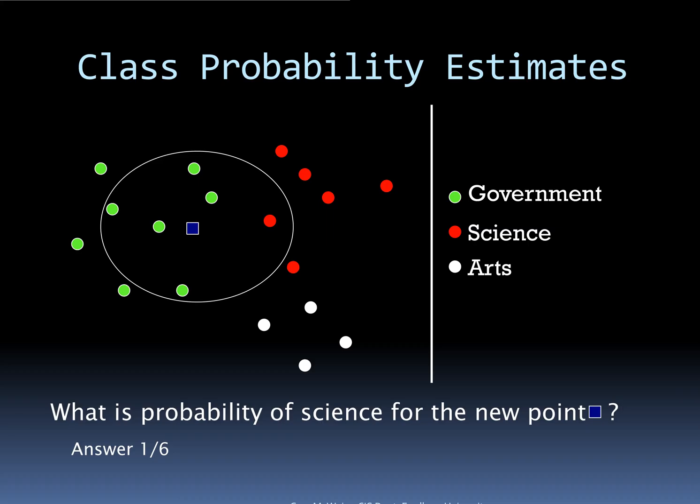In this scenario, we're estimating class probabilities for a new point represented by the blue square. The classes are government, science, and arts, shown in green, red, and white respectively. To determine the probability of the new point belonging to the science class, we consider its neighbors within the defined boundary. The probability is calculated as the ratio of science instances to the total instances within this boundary. Here, the probability of science is 1/6, indicating one science neighbor out of 6 total neighbors. This approach helps quantify uncertainty and make informed predictions based on the distribution of nearby classes.